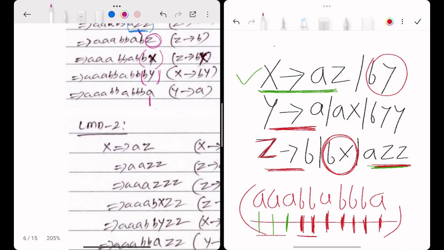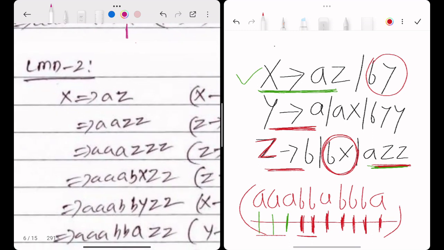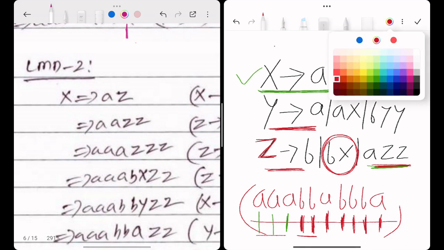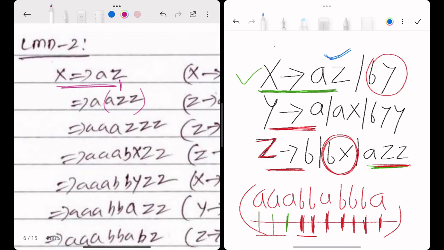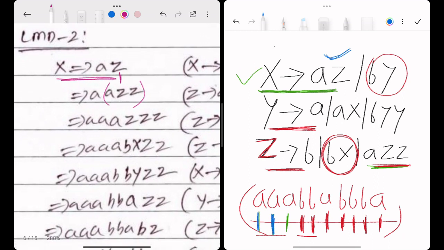Now the second tree I am trying. I am using another color here, so it is very easy to understand. Now first I am taking Z produces AZ. This we already did. Now in place of Z I am writing AZZ. Up to this it is the same. So we got this A as well as another A, 2A we got. Now in place of Z I am writing AZZ.